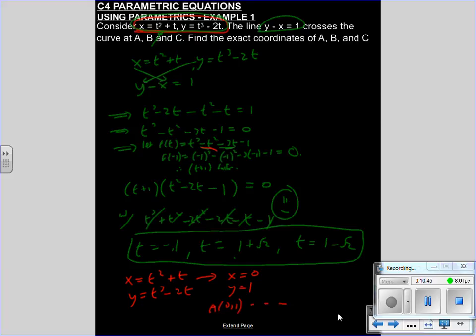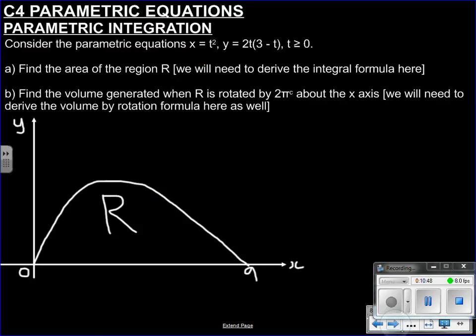You whack those in. Let's actually get on to the intention of the video: parametric integration. So, consider the parametric equations x equals t squared and y equals this thing. This describes this curve here, which looks a lot like a quadratic, doesn't it? Find the area of the region R, and we're going to need to derive the integral formula for this, because, again, we will not convert into Cartesian form unless the question asks us to do that.